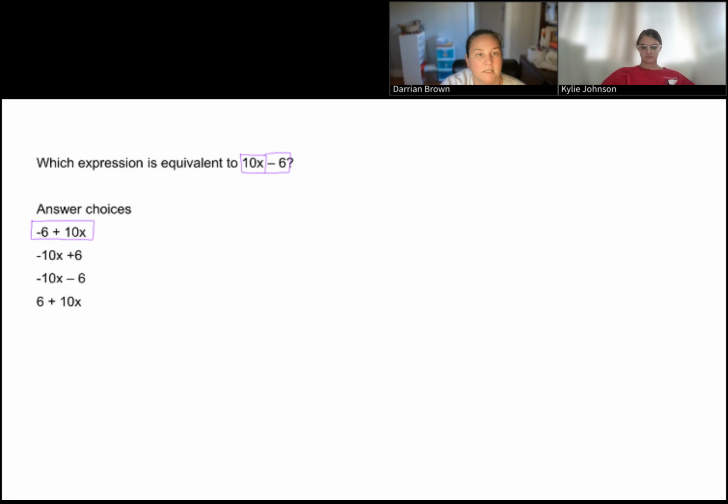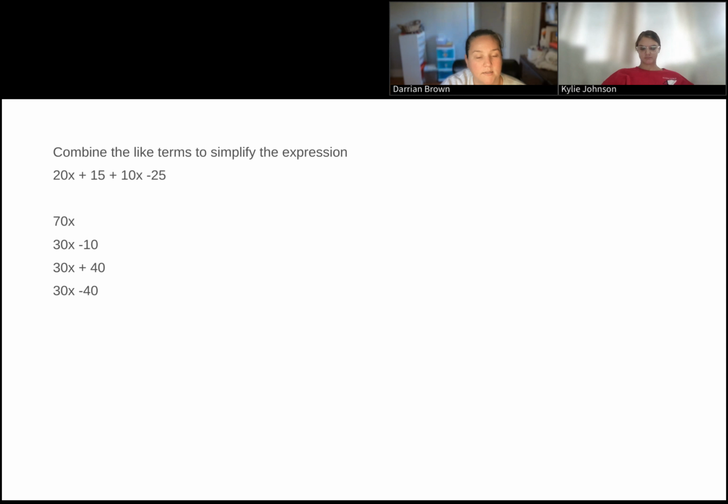All right, let's move on to slide 8. This is slide 8, number 7. And I want you to get your highlighter tool for this one. It says combine the like terms to simplify the expression. I want you to highlight like terms. And then I'm going to rewrite the expression a little bit bigger so everybody can see it.